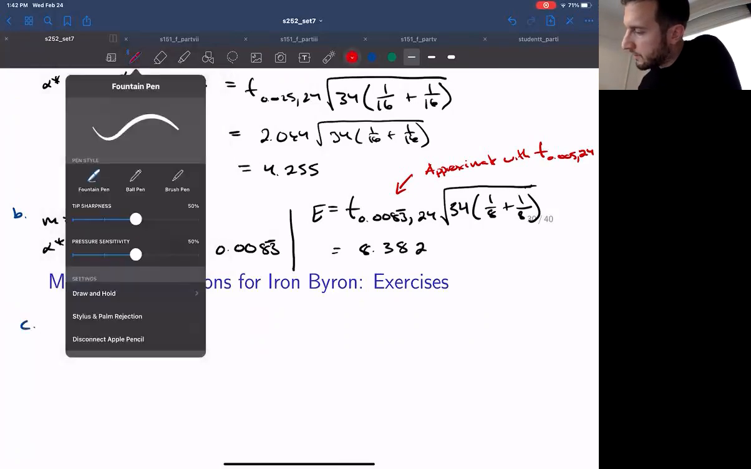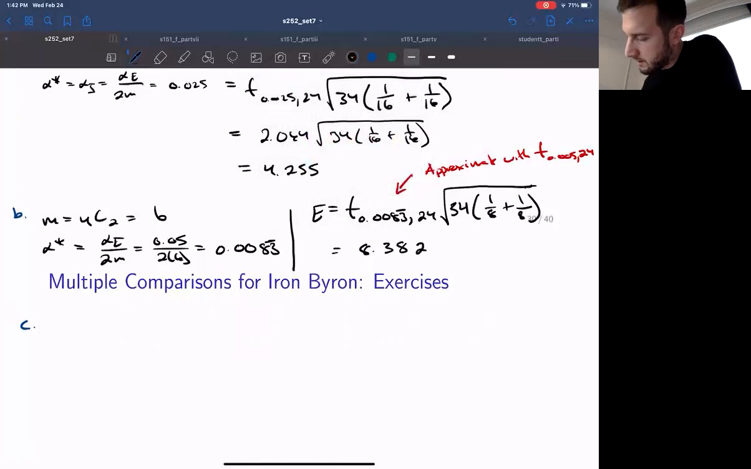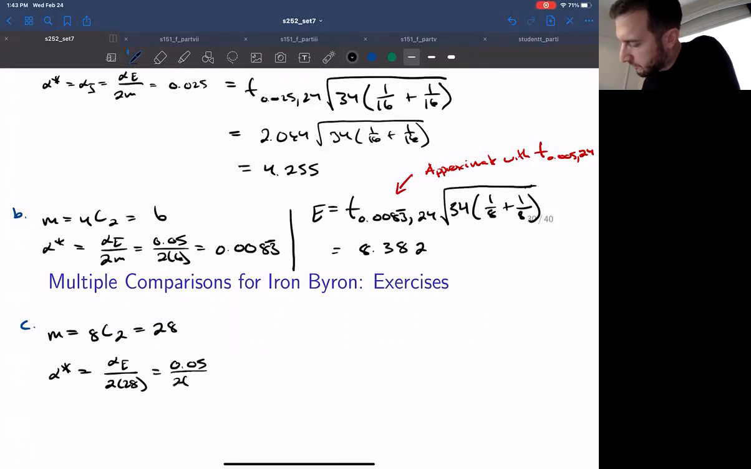Okay, and then on part C, we have 8 treatment combinations. So that gives us a total of 28 different comparisons that we have to perform. So here we would have alpha star is equal to alpha E divided by 2 times 28. Okay, so this is going to be 0.05 over 2 times 28, which is 0.001785714.